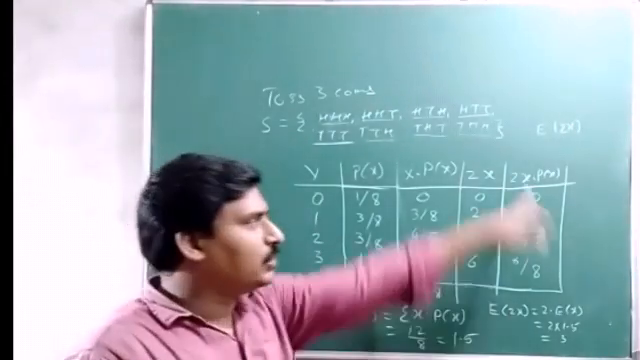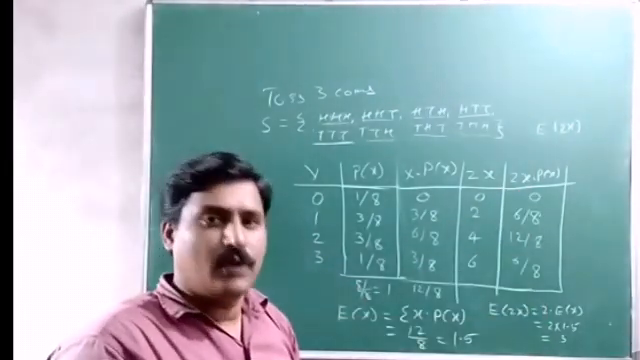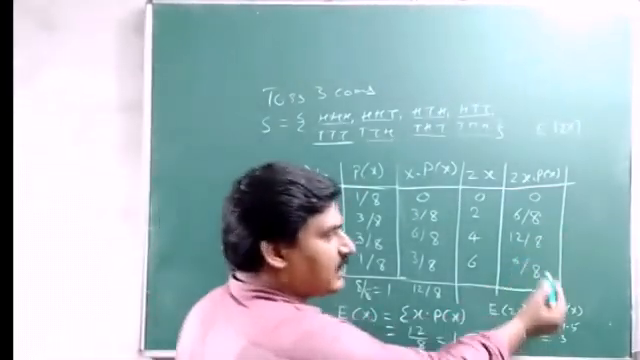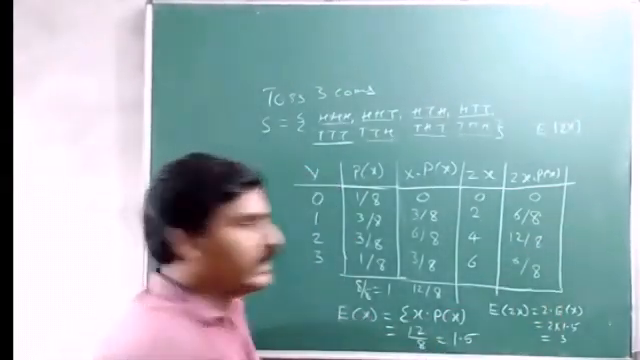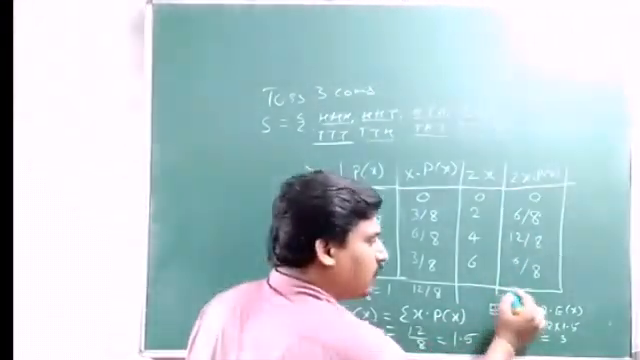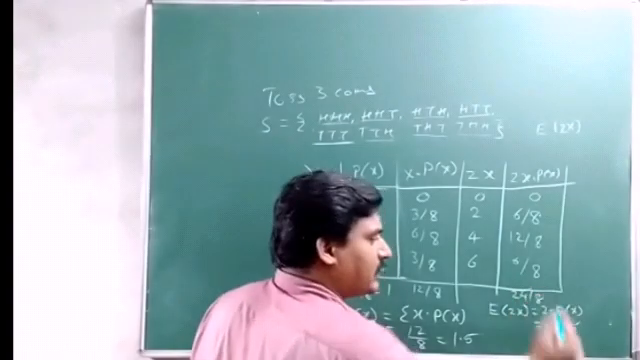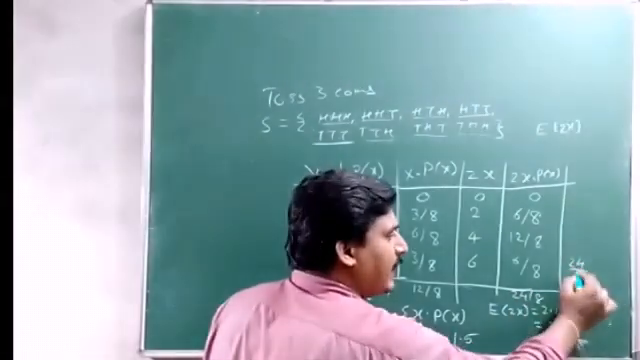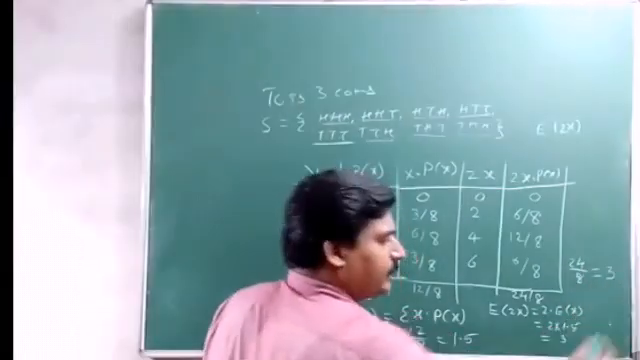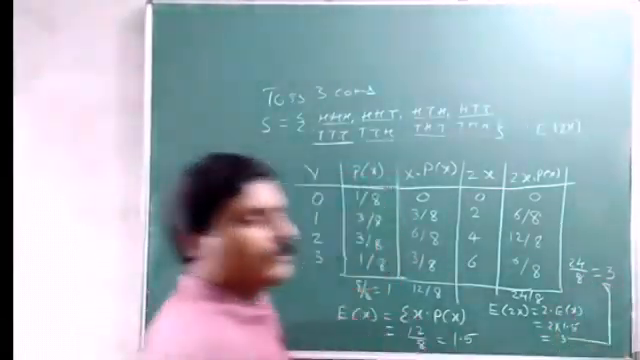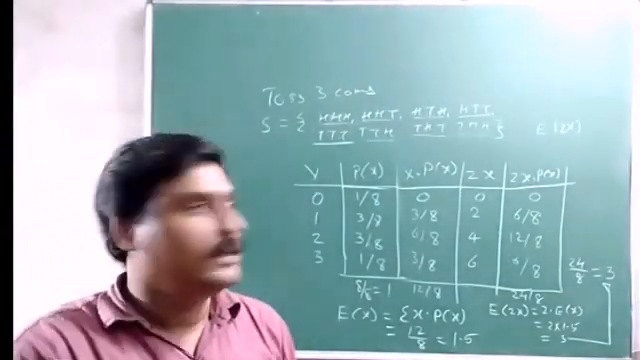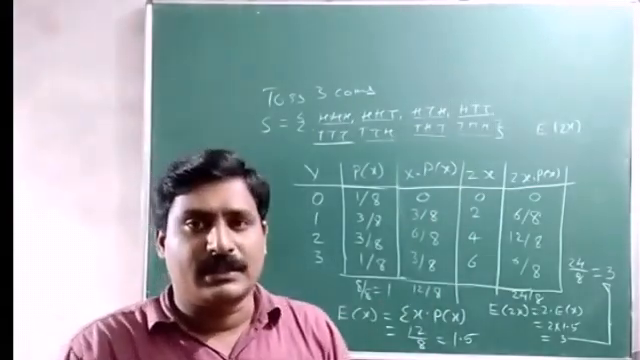Now take the total of this column, 2x into P of x. The denominators are the same, so add directly. So 6 plus 12, 18. 18 plus 6 is 24. So 24 by 8. 24 by 8 is nothing but, 8 ones are 8, 8 threes are 24, so 3. That is E of ax. Okay.